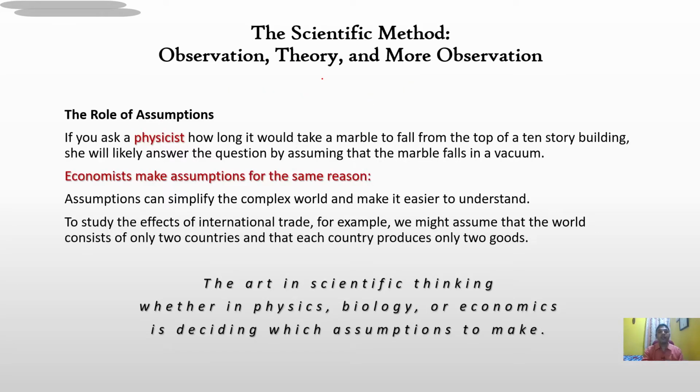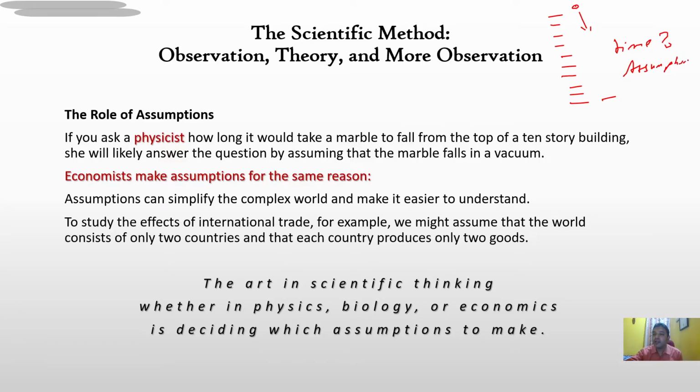So friends, when we speak about scientific method, the role of observations, the role of assumptions plays a very important role. So if you ask a physicist how long it would take a marble to fall from the top of a 10-story building, so if you just say there is a building, 1, 2, 3, 4, 5, 6, 7, 8, 9, 10-story building, and one marble, how much time would the marble take from this top 10th floor to come to the ground, what is the time required?